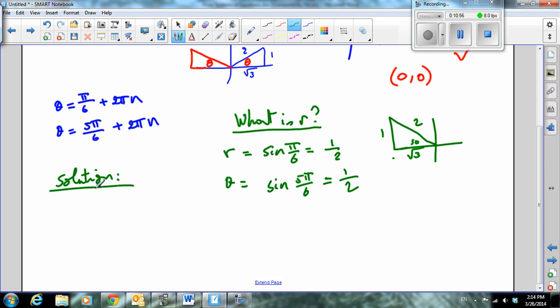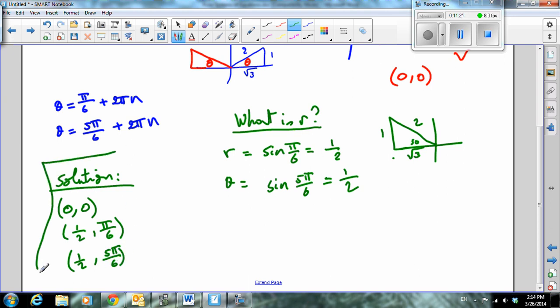The first solution is the pole, because we found out that the pole was a solution. The second solution is also at pi over 6. No, I can't start with an angle. It's supposed to be (1/2, pi over 6). And the last solution is (1/2, 5 pi over 6). Do not forget to check if the pole is a solution. It is a common mistake.